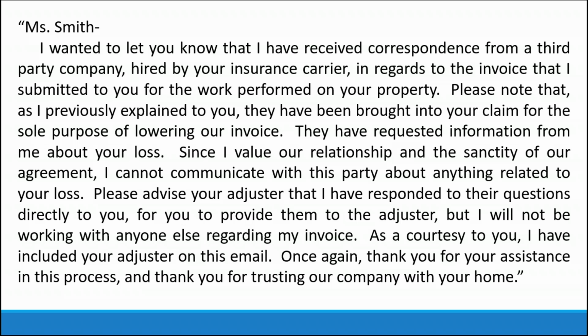"They have requested information from me about your loss. Since I value our relationship and the sanctity of our agreement, which is that work authorization, I cannot communicate with this party about anything related to your loss." We're making a statement there that we value the work authorization. The only person that the homeowner usually gives us permission to talk to is the adjuster. Anybody outside of that is outside of our agreement with our homeowner. Most of us get an authorization to discuss the claim with the adjuster. I love that, and I love the fact that that does not carry over to anybody else, only the adjuster.